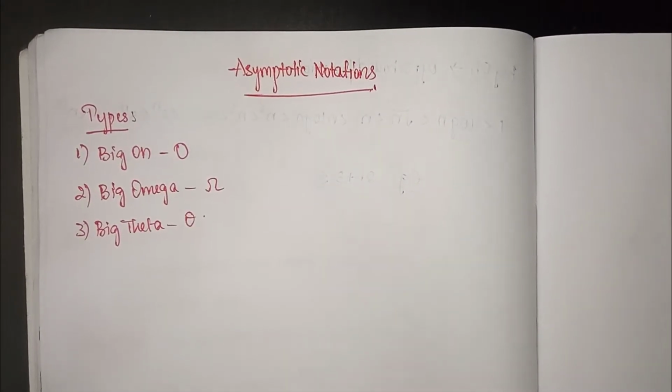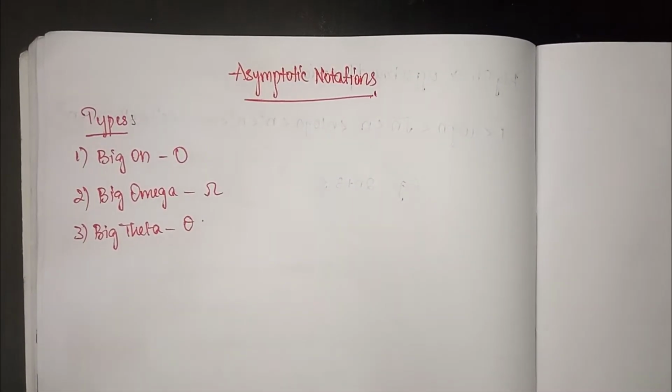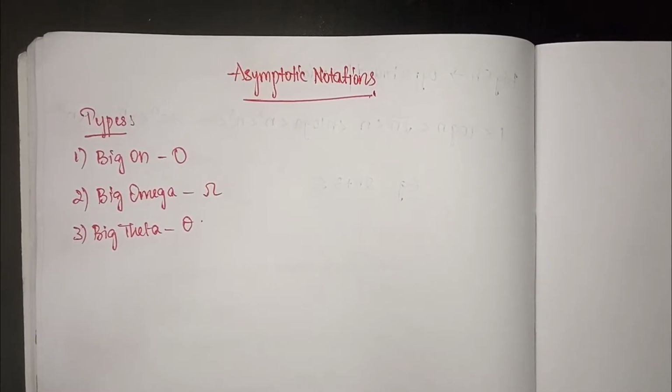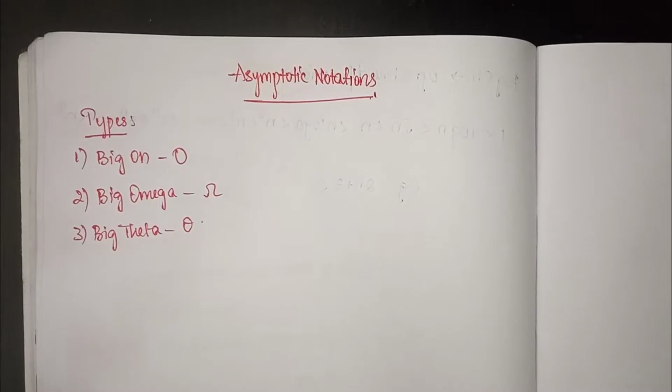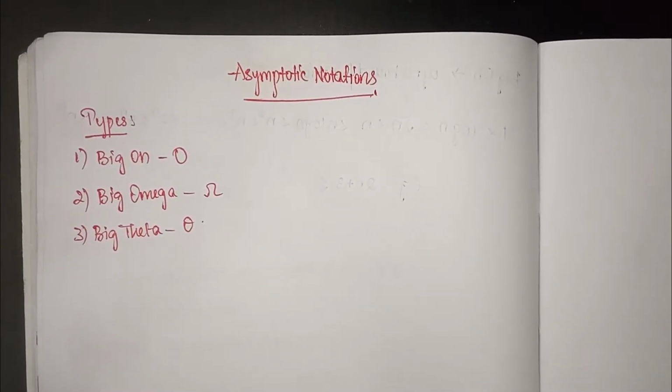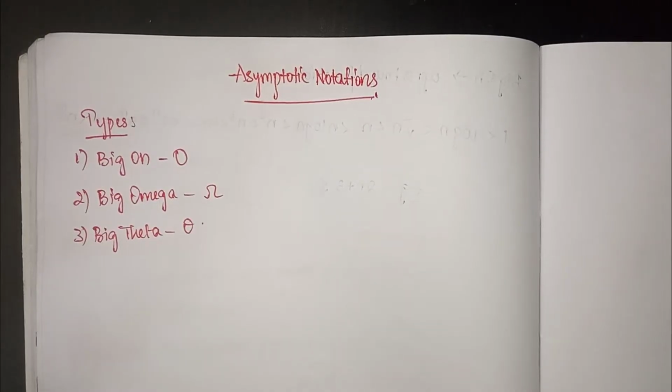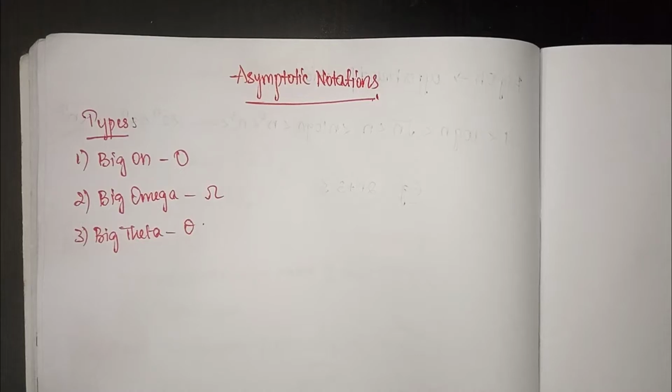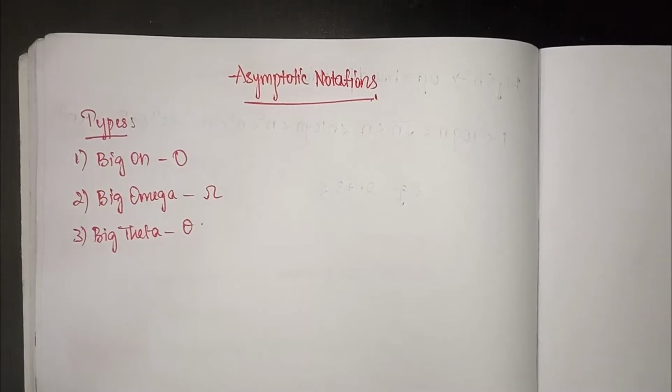So in this video we'll deal with asymptotic notations. In the previous video, we saw what is time complexity and what is space complexity, and with the help of the frequency and step count method, how to find out time complexity and space complexity. So in this particular concept we'll try to find it with the help of these three types: big O, big omega and big theta.